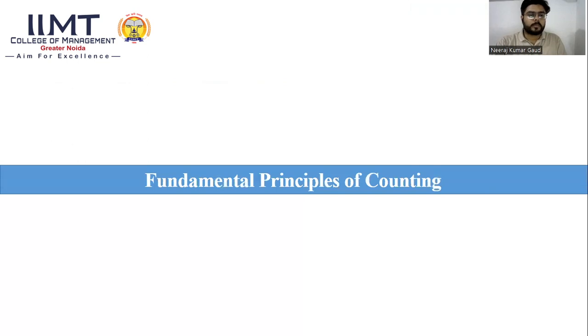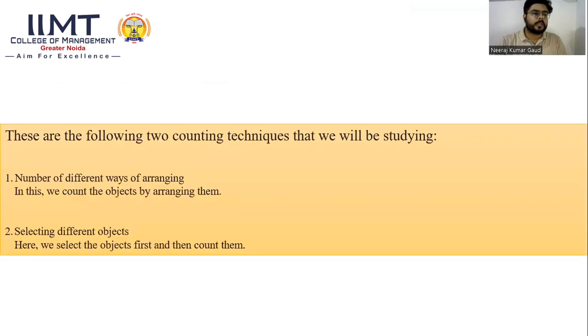So in the fundamental principle of counting, these are the following two counting techniques that we will be studying. Number one, different ways of arranging: in this, we count the objects by arranging them. Number two, selecting different objects: here we select the objects first, then count them.